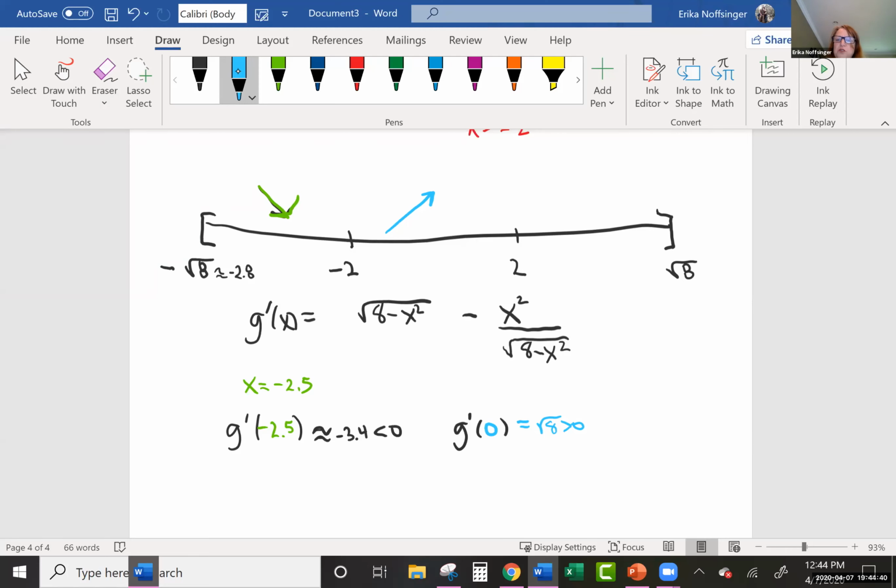So choose a number between 2 and square root of 8. So we know that 2.5 is in between there. And so if we look at the first derivative, plugging in that value, we want to see is it positive or negative. Well, if you look at our function, wherever we plug in x, it's a squared function. So that should give me the same thing as when I plug in negative 2.5. And so that should be less than 0. So it's decreasing.